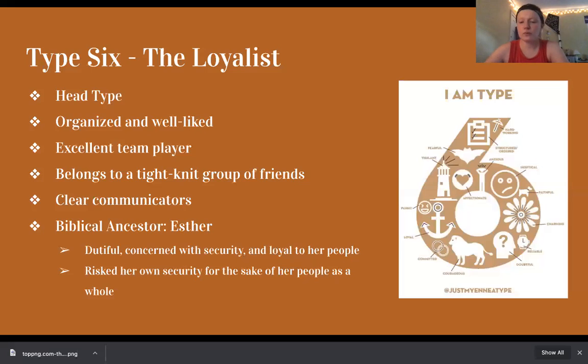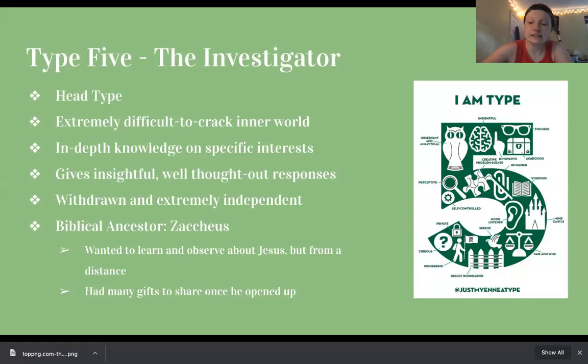The next type is type 5, or the investigator, which is now a head type. So these are types that are thinking more with their brains. They're more likely to analyze the things they see instead of just throwing themselves into it like heart types would. Investigators are the pioneers of independent and critical thinking. They're inquisitive and curious about the connections between underlying themes and the mysteries of the universe.